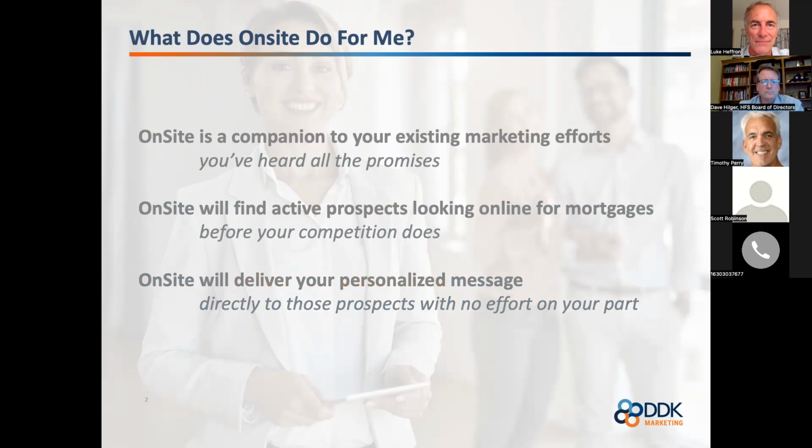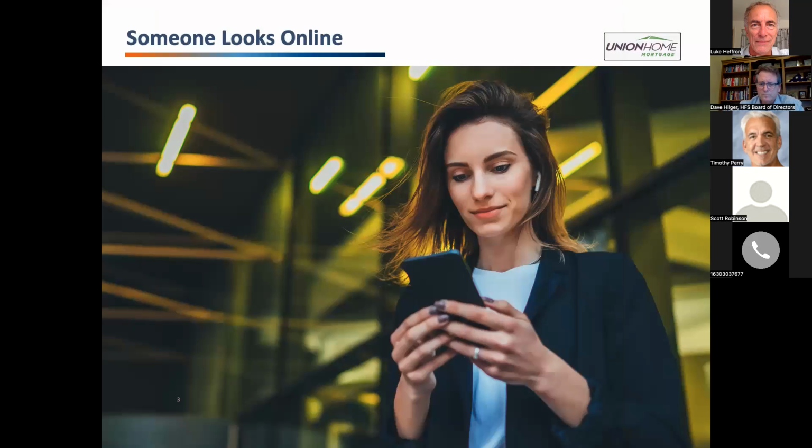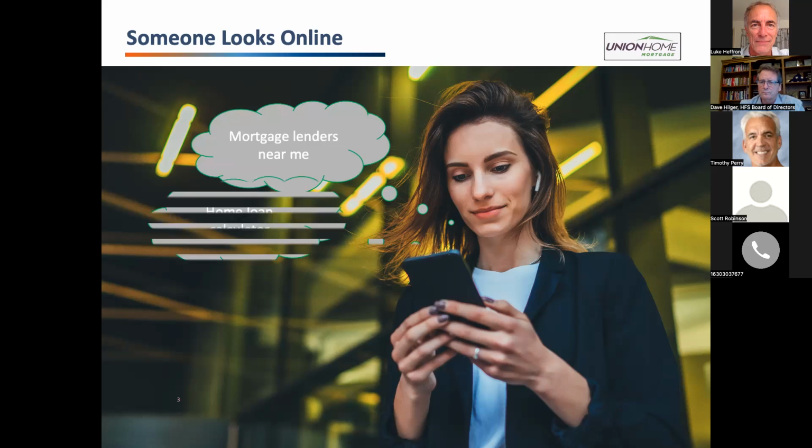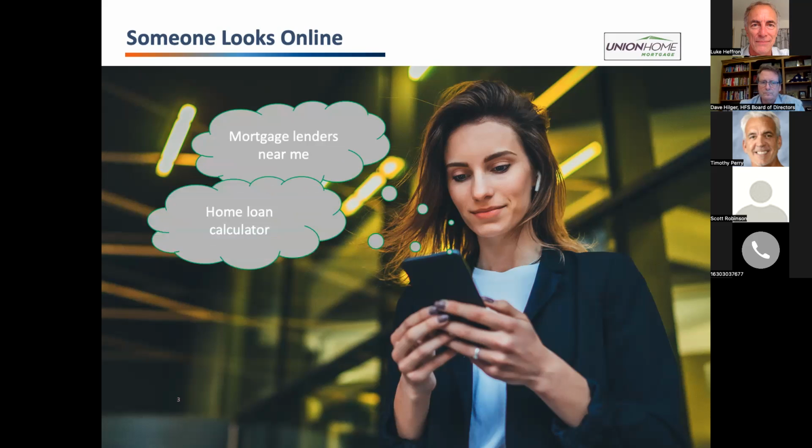So how's that work? Well, again, we're identifying an individual that is looking online within the last 7 days for very specific things. They're proving that they're looking right now. So they may type in any number of over 100 different keyword terms that are set up, such as mortgage lenders near me or home loan calculator. Someone types in those keywords and they're in your specific area, we will be able to identify the individual.